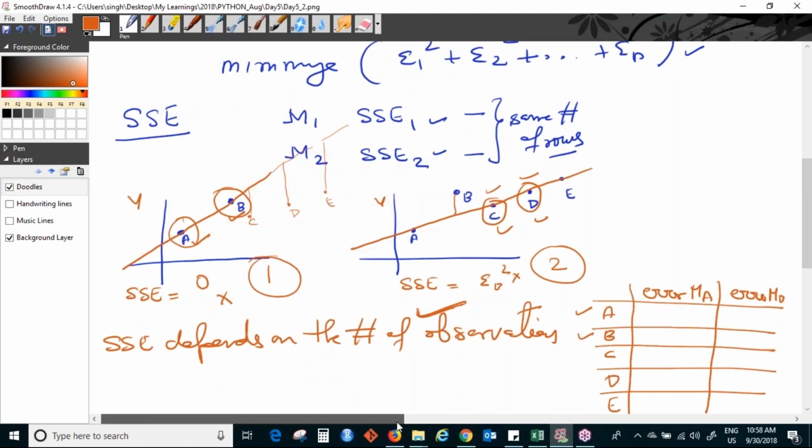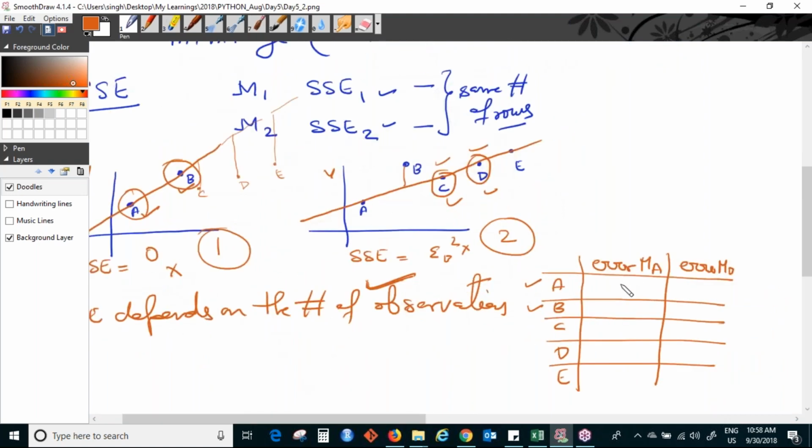So I'm writing the error due to model A. For A, I will have some error. Let's say I have one, I have two, and I have not used the other data points to predict for this model. Similarly, let's say again I have taken two data points. Let's say I have got 3 and 4 here, and I have not used the other data points. So can I compare these two errors? Let's say these are sum of squared errors.